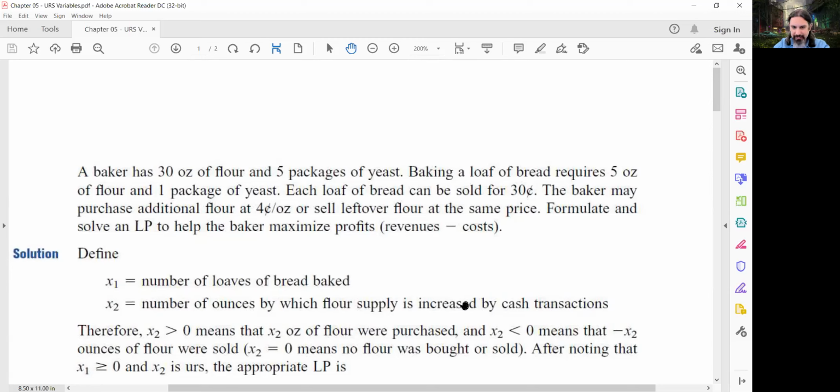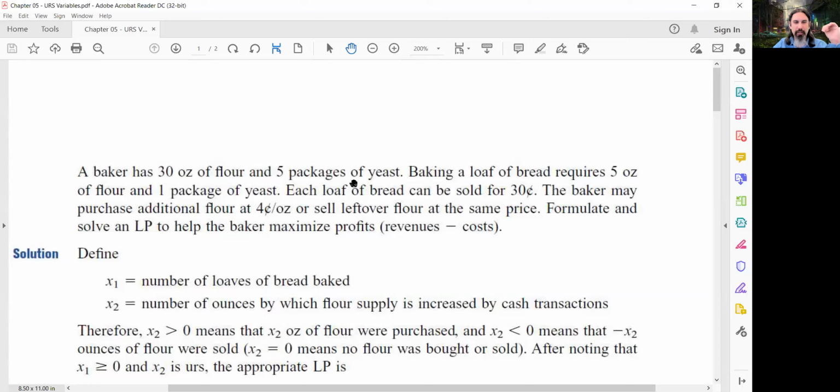Now, this might be an increase or it might be a decrease as well, because we can sell it as well. We can buy flour or sell it as well. So x2 can actually be greater than or less than 0. So we can either buy and increase our flour supply or sell and decrease it if you want to. And as you can see, it's written here as well. Now, with this, we can just model this question in terms of x1 and x2.